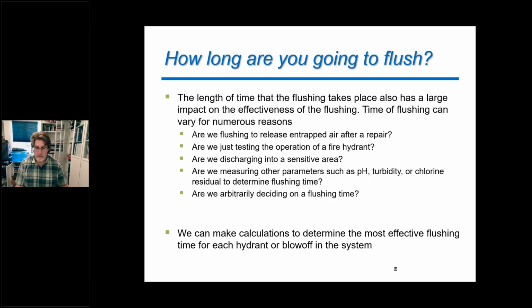Again, we need to look at some of the limitations of our system when we're looking at how long we're going to flush. Are we in a sensitive area, with not good drainage? There's a fish-bearing stream right next to us that we need to be aware of, so we don't want to flush in that area, or flush for long in that area, without doing proper dechlorination. And are we doing other types of measurements that allow us to determine how long we're going to flush for? We'll go through some of these ideas on determining how long that is.